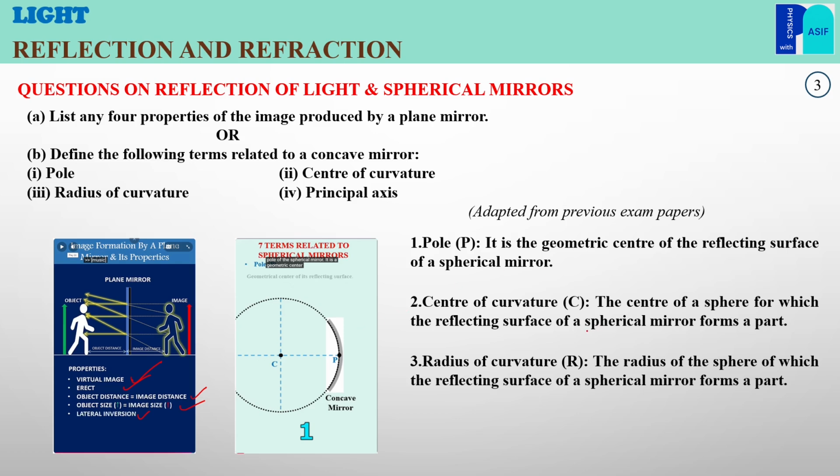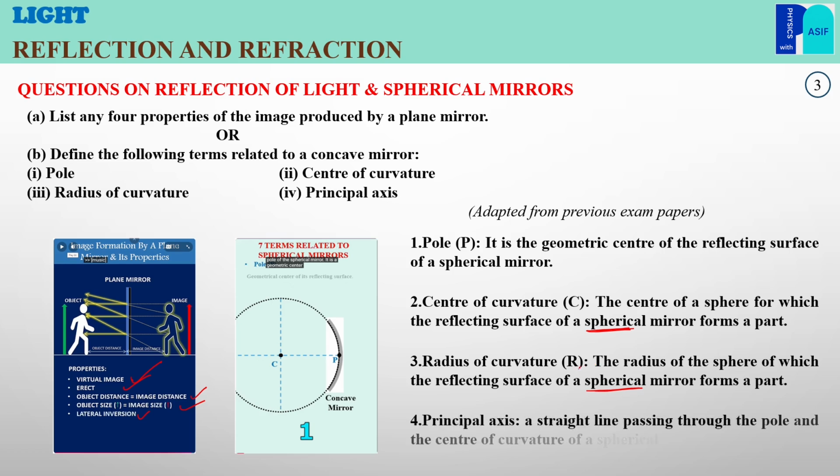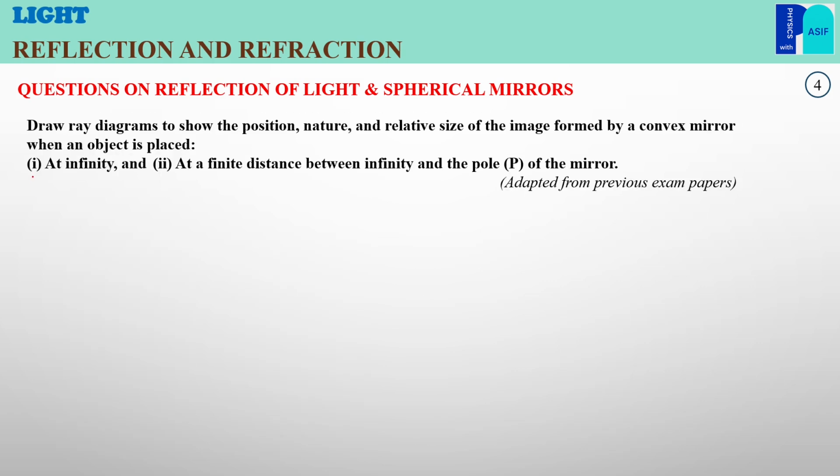So wherever you see spherical mirror, you can just put the word concave mirror. Okay. So if it is asked for a concave mirror, then you need to write concave, or if convex, write convex. And fourth one, principal axis. It is the straight line passing through the pole and the center of curvature of a spherical mirror, that is, the concave mirror.